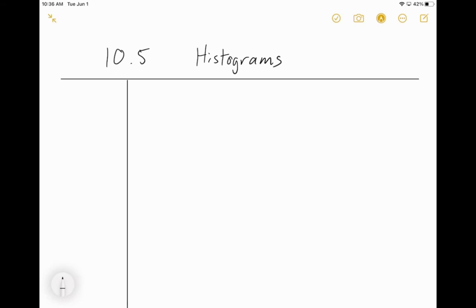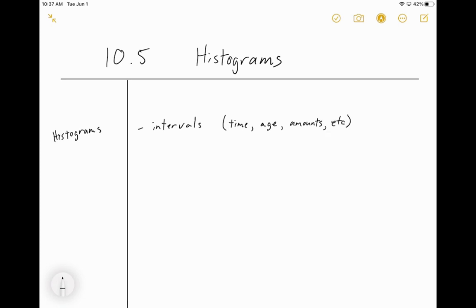All right, the next type of graph we have is what we call a histogram. Histograms are great for showing intervals. And when I say intervals, I mean like time, I mean like age, amounts, etc.